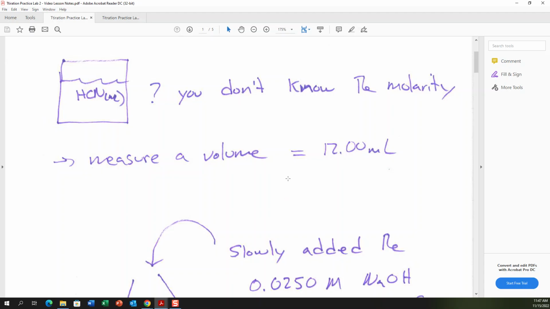And what we're going to do is analyze that 12 milliliters. If we can figure out how many moles of HCN are in that 12 milliliters, moles divided by 0.012 liters would give us the molarity of that HCN solution that we have a big old vat of. And now we could use that HCN to do whatever with. Since we know its concentration now, we're good to go. So that's the whole goal: figure out the molarity of this.